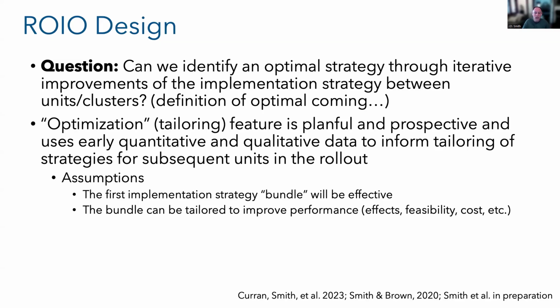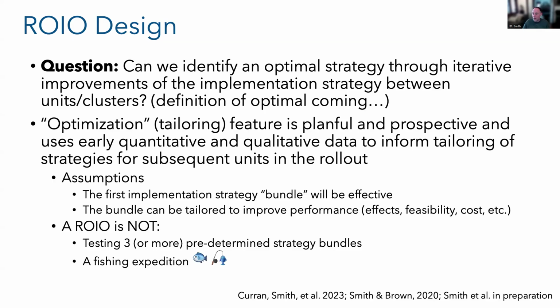and then see if you can get better from there. But there could be an argument to be made that you might want to save a more costly or less feasible strategy for a later cluster and essentially have it in your back pocket, knowing that at some point you will implement it, but it shouldn't be part of the initial bundle for practical reasons. Again, the bundle needs to be tailorable, meaning it can't be a super simple strategy that really doesn't have ways that you can change its form. And so that's where complex multiple component bundles and packages of strategies actually are most well suited to ROIO.